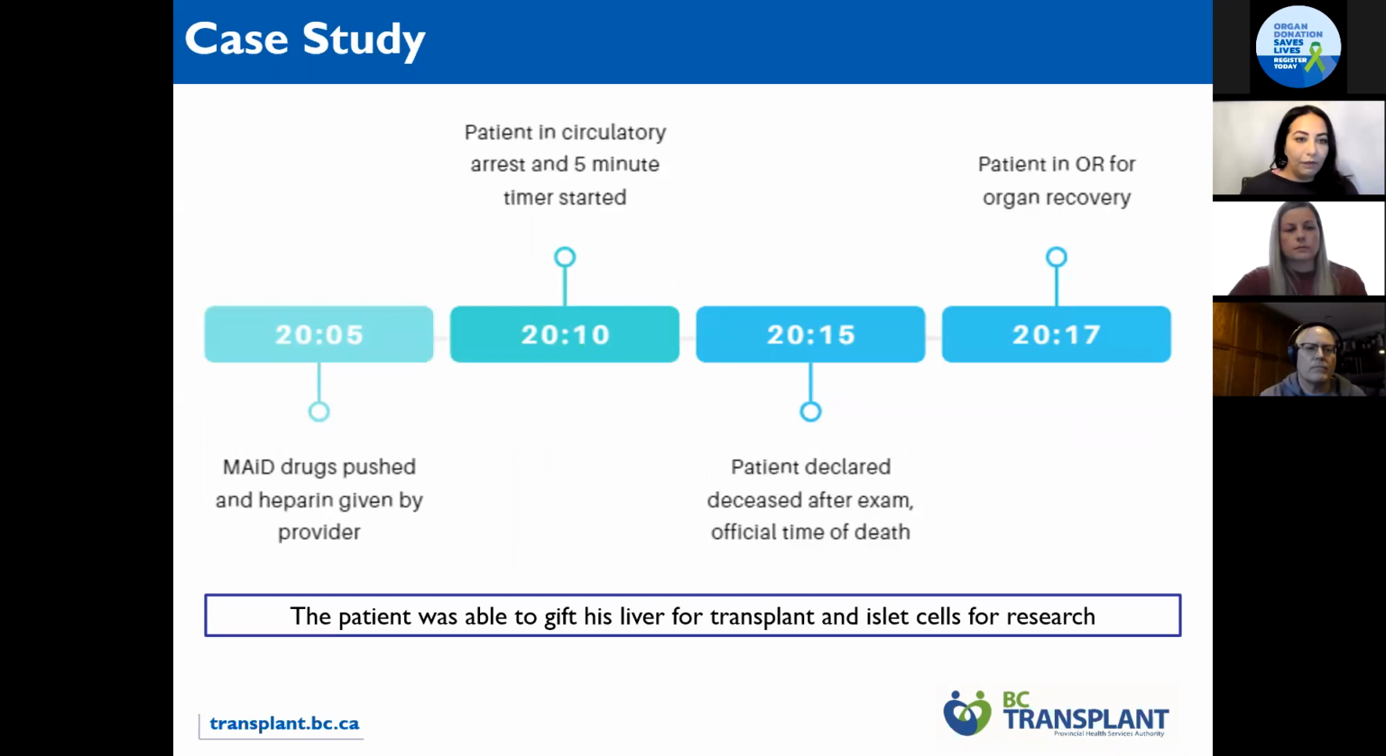So at 20:05, the drugs were pushed along with the heparin. At 20:10, the patient went into circulatory arrest, and that 5-minute timer was started after the assessment by the physicians. At 20:15, so in that 5-minute period where we're looking to ensure there's no rebound in circulation, at the end of that, the patient was declared after the 2 physician exams, and that was the official time of death. And by 20:17, the patient was in the operating room for recovery. And this patient was able to gift his liver for transplant and his islet cells for research.